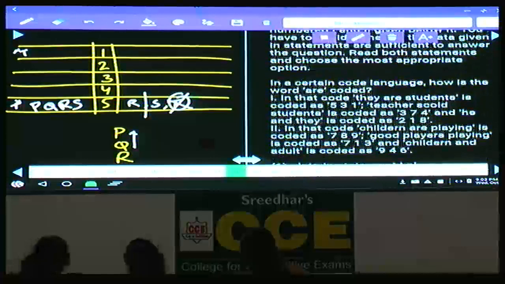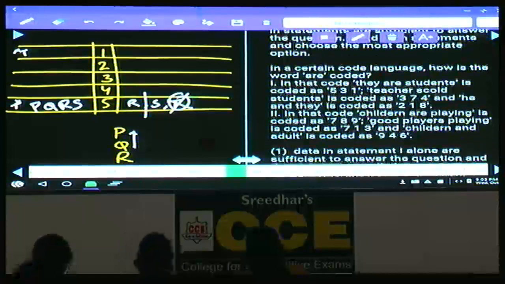Then question 40: in a certain code language, how is the word "are" coded? Now with the help of condition number 1: they are students, teachers scold students, and he and they. Then with condition number 1, tell me here they are students. Now we need to identify the code for the word "are".